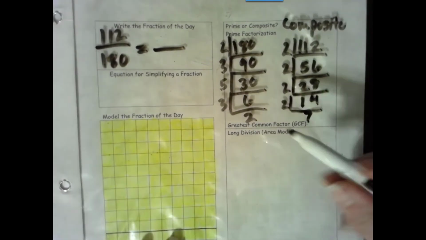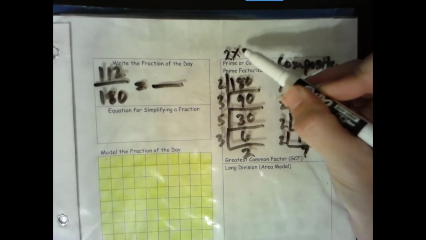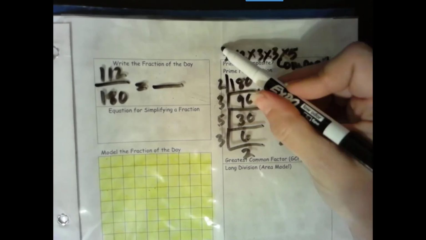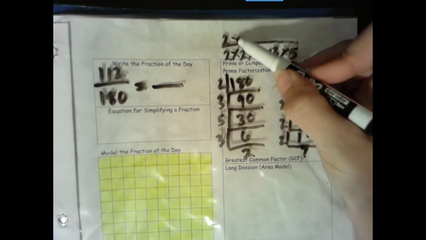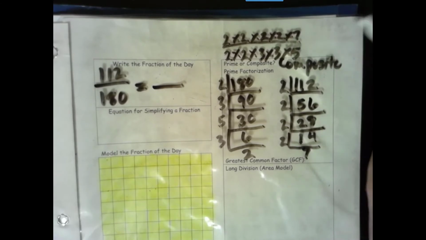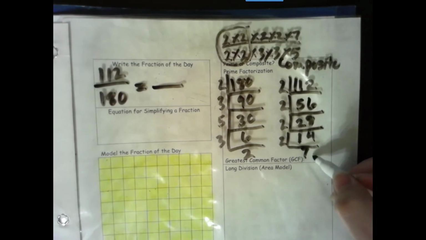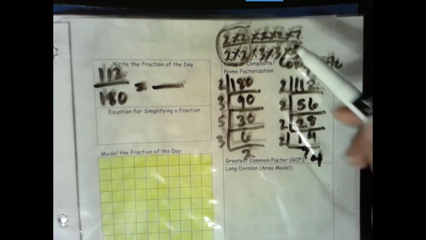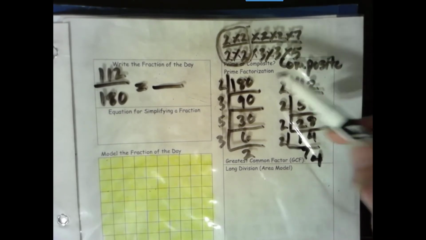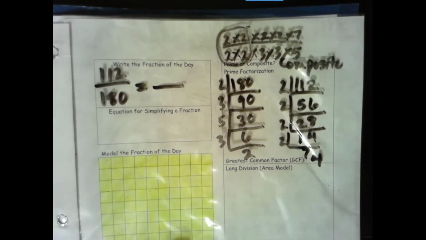Right, so I ran out of room for my prime factorization here, so I'm going to write it up here. 2 times 2 times 3 times 3 times 5. And 2 times 2 times 2 times 2 times 7. So it looks like I have 2 groups of 2 in common. So 4 is my greatest common factor, leaving 2 times 2, which is 4 times 7, which is 28 in the numerator, 3 times 3, which is 9, times 5 is 45 in the denominator.